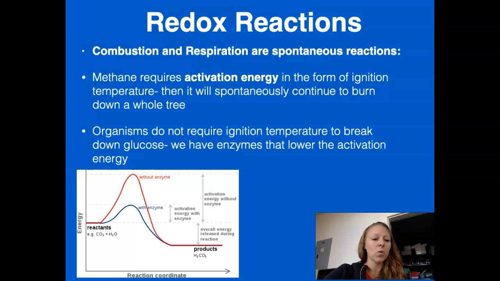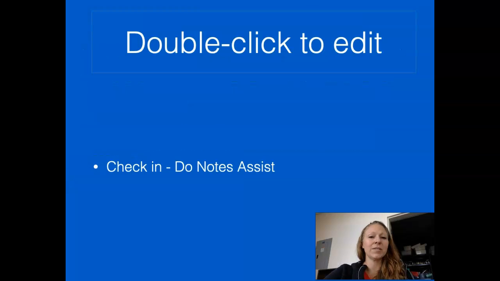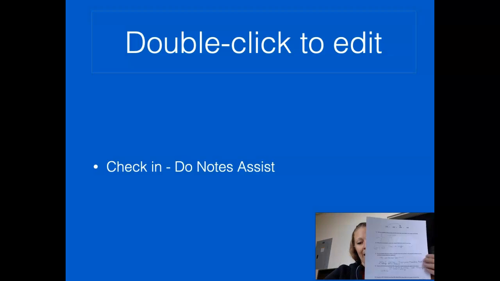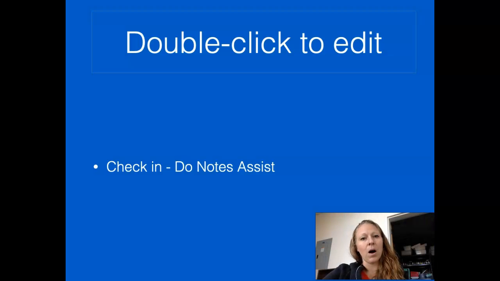Okay, so what I want you guys to do to sort of solidify this is work on the notes assist that I have incorporated on our Unified Classroom page or on our class page.